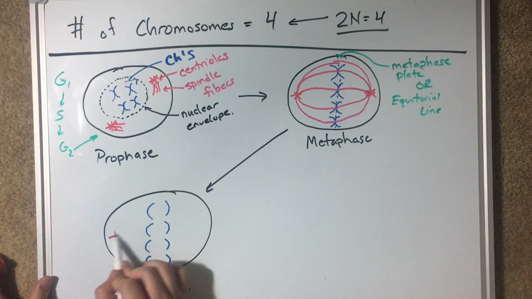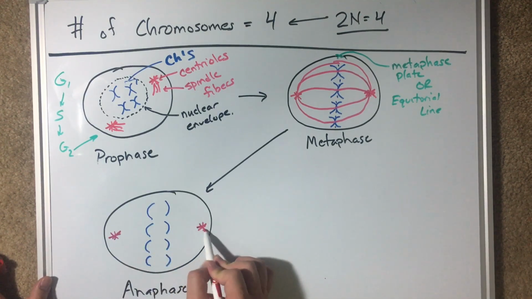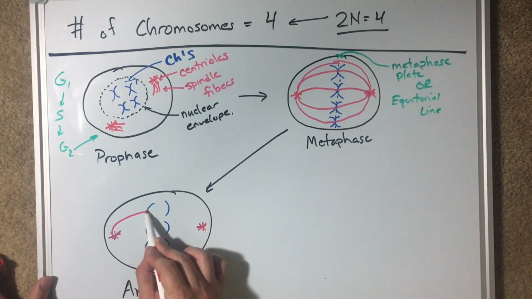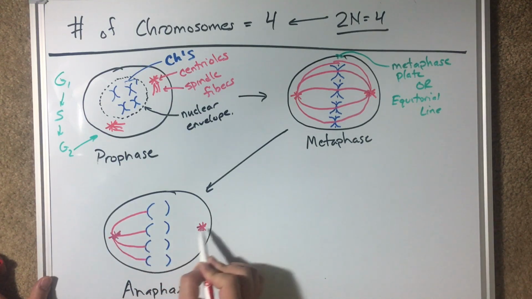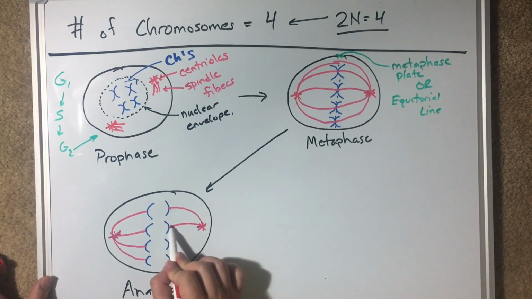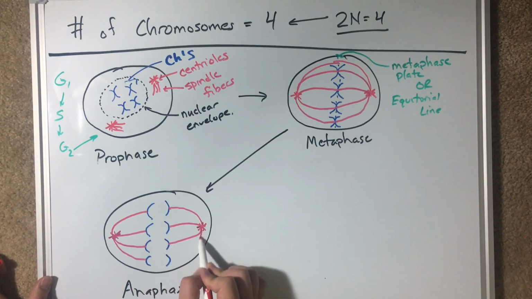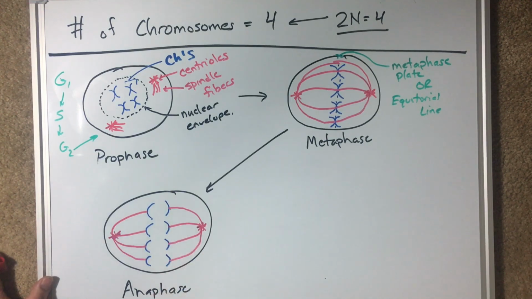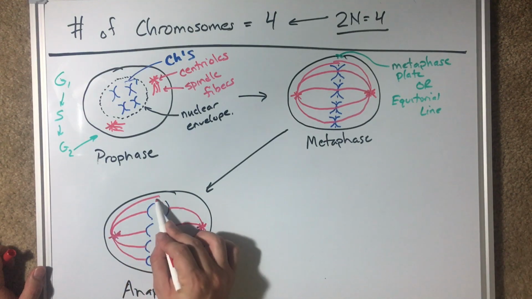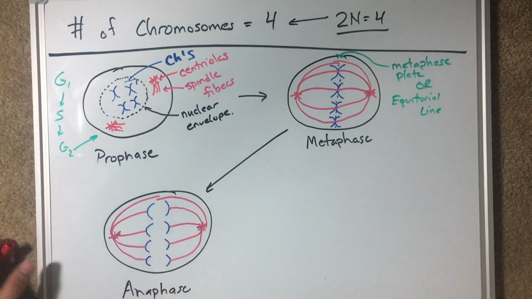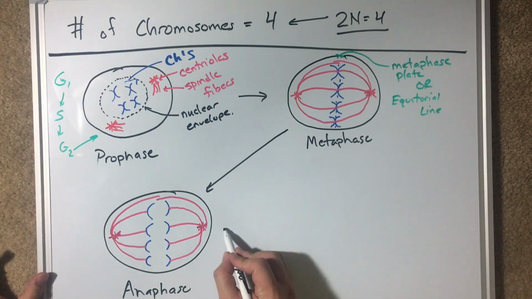Let's go ahead and draw our centrioles. They're still on the opposite poles, and they're still connected to that center region right over here. Make sure that they're touching. And of course, we have our kinetochore spindle fibers. That's anaphase. And now we have the last one, which is telophase.